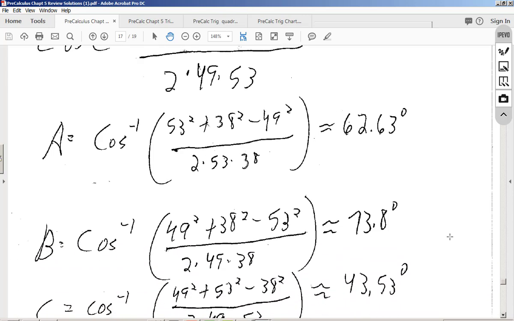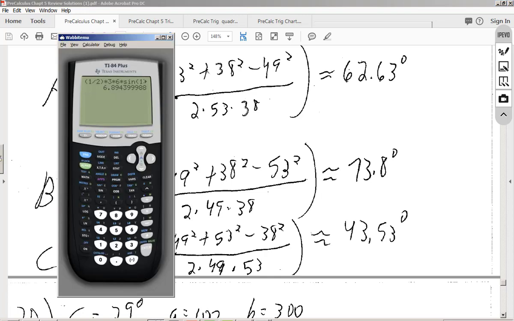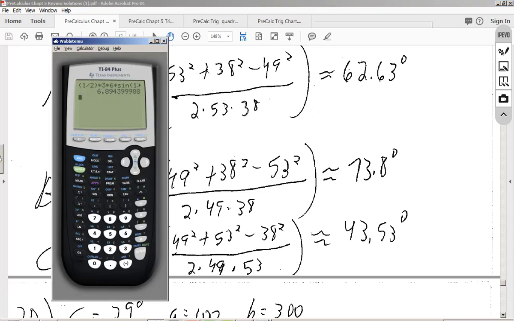Now to put these into your calculator, you're going to use your cosine inverse key, because remember, we're looking for an angle, so you want to put parentheses around it. So just type that into your calculator. You got A equals the cosine inverse of 53 squared plus 38 squared minus 49 squared all over 2 times 53 times 38. You're going to put that in your calculator. It should come out to be 62.63. So let's put this in our calculator, make sure that we're typing it in correctly.